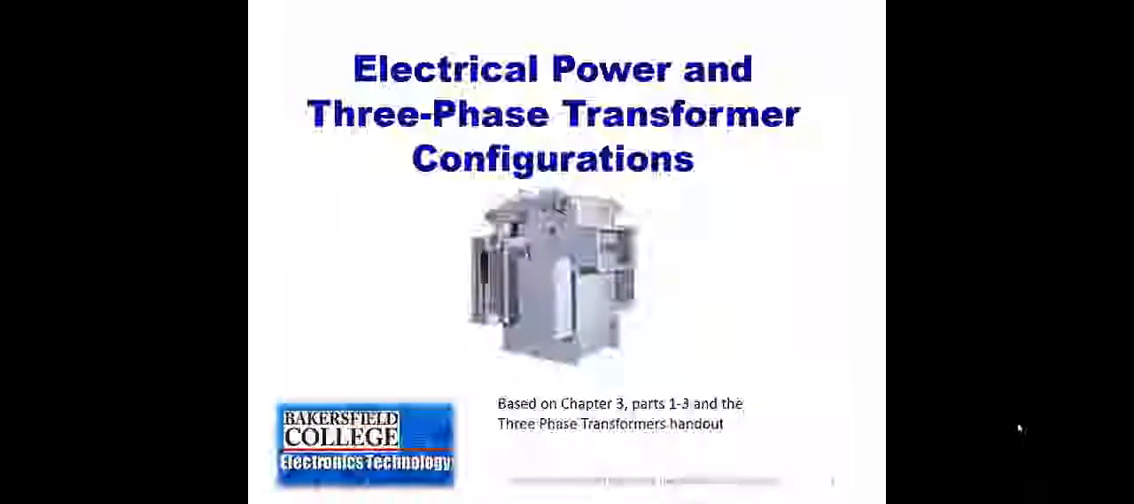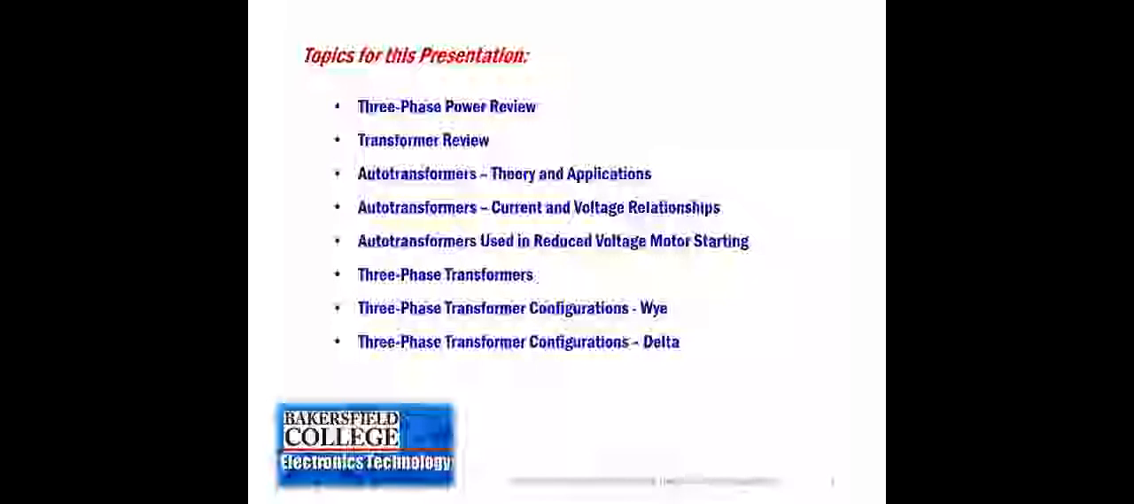Today's presentation is on electrical power and the application of an auto transformer for reduced voltage motor starting. We're going to do a little bit of review. We've already looked at the power circuit, but I wanted to make sure that you understood how the auto transformer operates. Remember, we'll talk about three-phase transformer configurations and the type of transformer called an auto transformer. And then we're going to talk about how the taps are used in the auto transformer coils.